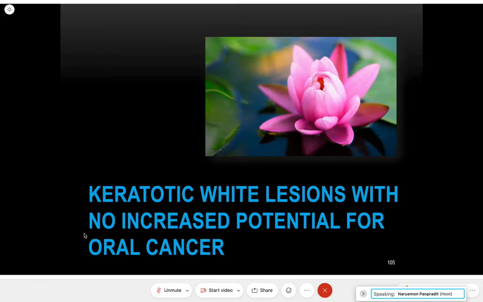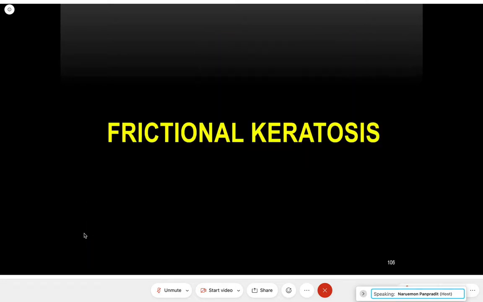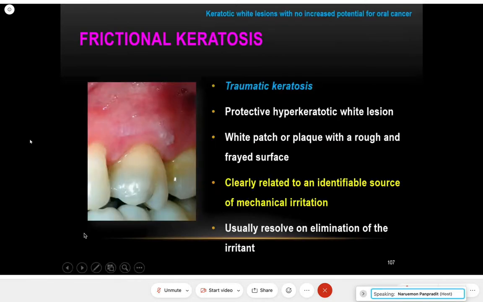Okay, the next group is keratotic white lesions with no increased potential for oral cancer. The first group can be or partially be wiped off, but this group cannot be wiped off because it's keratotic white. First one is frictional keratosis. Friction means something rubbing or irritating that area. That means you have to find something causing the irritation on the area of the lesion. So you can act as a frictional keratosis.